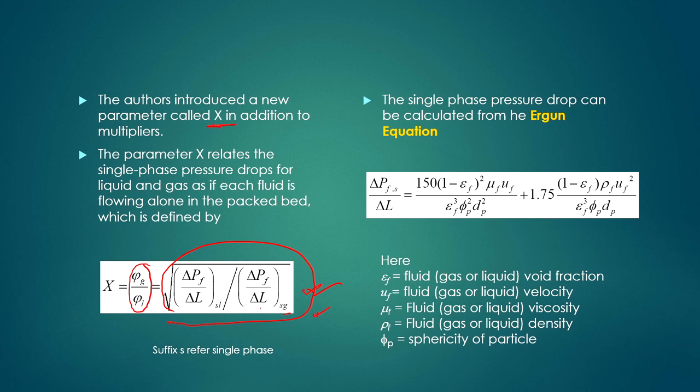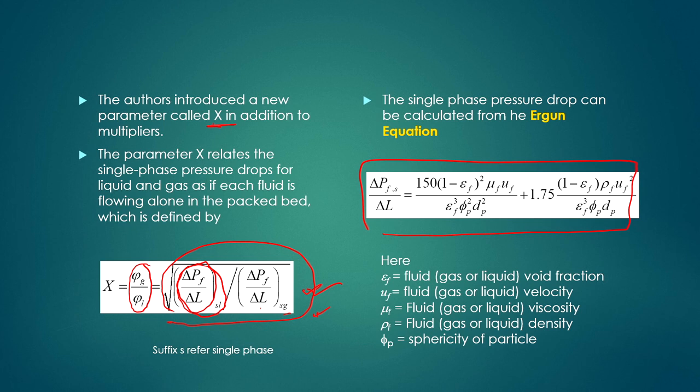Now, this single phase pressure drop can be calculated from the Ergun equation. You have already learned in your previous lecture how to calculate the frictional pressure drop for single phase flow. You can calculate it by the Ergun equation once you know all the parameters: viscosity, velocity, particle diameter, sphericity, and void fraction. So, you can easily calculate that frictional pressure drop.